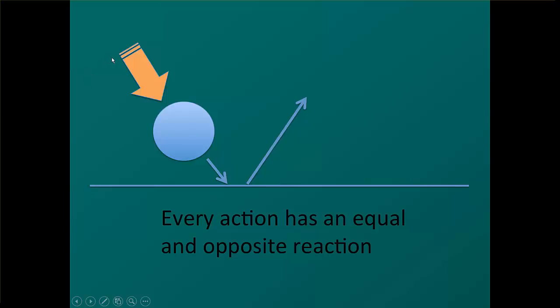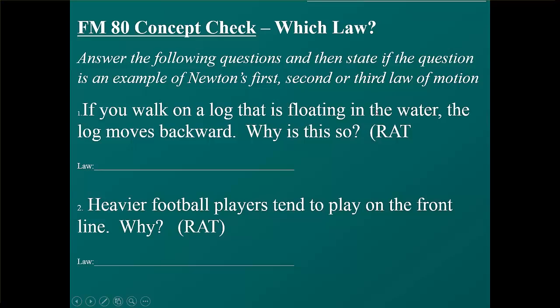All right, now another example is a basketball. If you throw a basketball on the ground with so much force, the floor is going to push back with an equal amount of force. The basketball goes up into the air. If you were throwing a ball down, I guess you're bouncing it maybe, dribbling it. All right, here are the concept checks that you were asked to do.